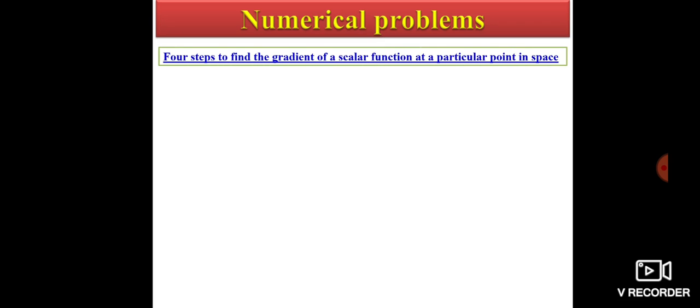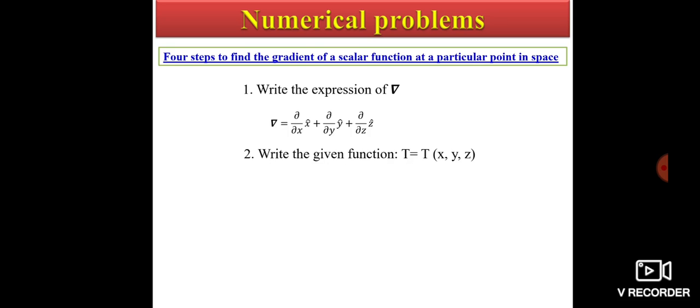So how to solve the numerical problem of gradient? If we follow these 4 steps, then we can solve any gradient problem in the Cartesian coordinate system. First of all, write the expression of nabla, which is del/del x x cap plus del/del y y cap plus del/del z z cap. Then write the given function T, and it will be given to you. In the third point, calculate this gradient of T. And fourth point, find the gradient of T for the given point in the space.